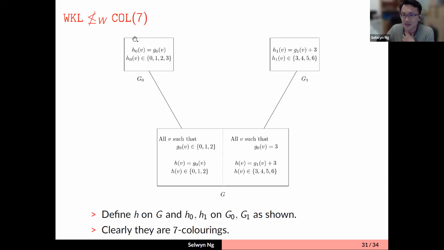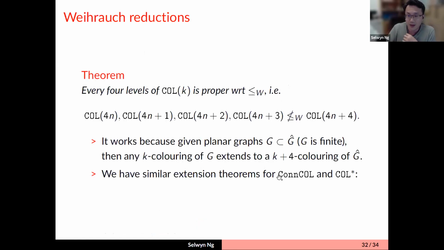And then they have obvious extensions to the G0 part here and the G1 part here. And then you can show that the defined coloring H is a 7-coloring which is compatible on G. So it's 7, even though it's 4 plus 3, but 3 is enough for you to do this kind of extension. Okay, anyway, so what do we get from all of this? This shows that every 4 levels of the k-coloring theorem is proper.